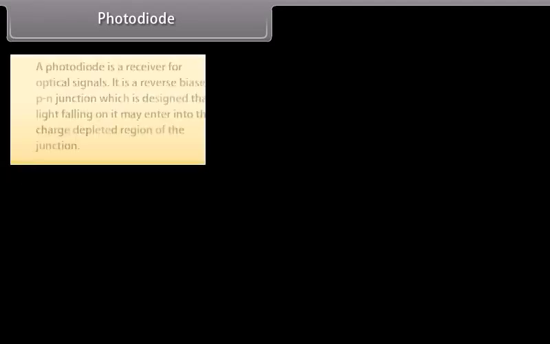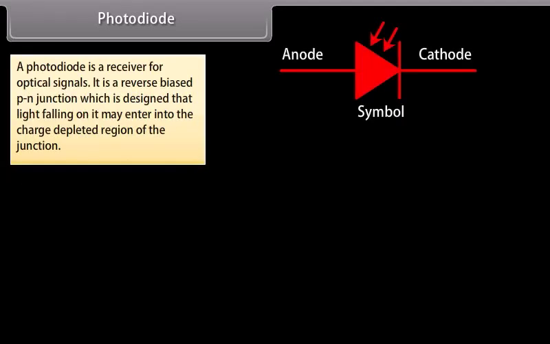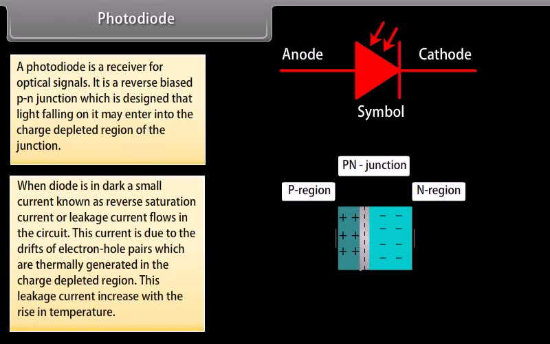Photodiode. A photodiode is a receiver for optical signals. It is a reverse biased PN junction designed so that light falling on it may enter the charge depleted region of the junction. When the diode is in the dark, a small current known as reverse saturation current or leakage current flows in the circuit. This current is due to the drift of electron hole pairs which are thermally generated in the charge depleted region.